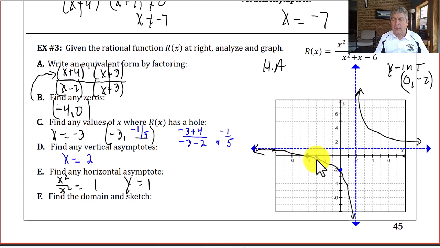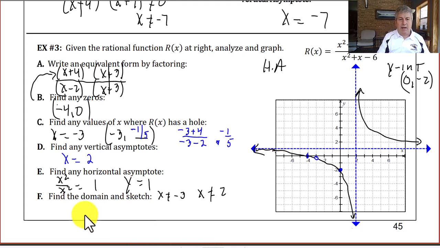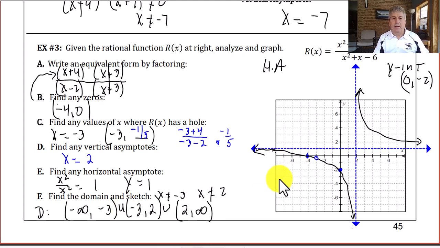Well, the things left out of our domain are the holes. X can't equal -3, and x can't equal 2, but it can equal everything else. So our domain goes from -infinity to -3, and then it goes from -3 to 2, and then it goes from 2 to +infinity, and we'll do the union of those, and that is the domain of our sketch.